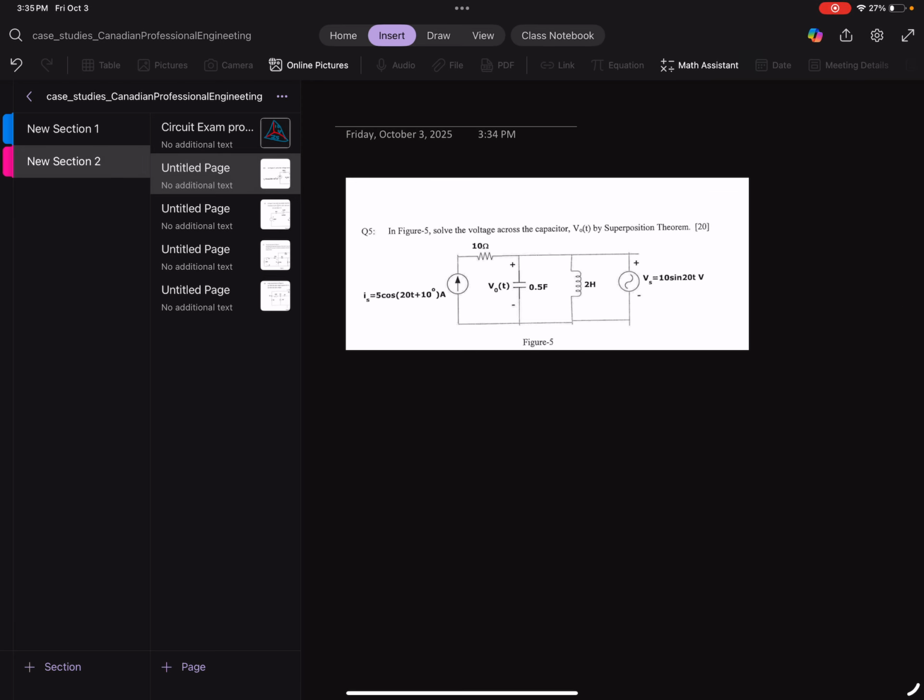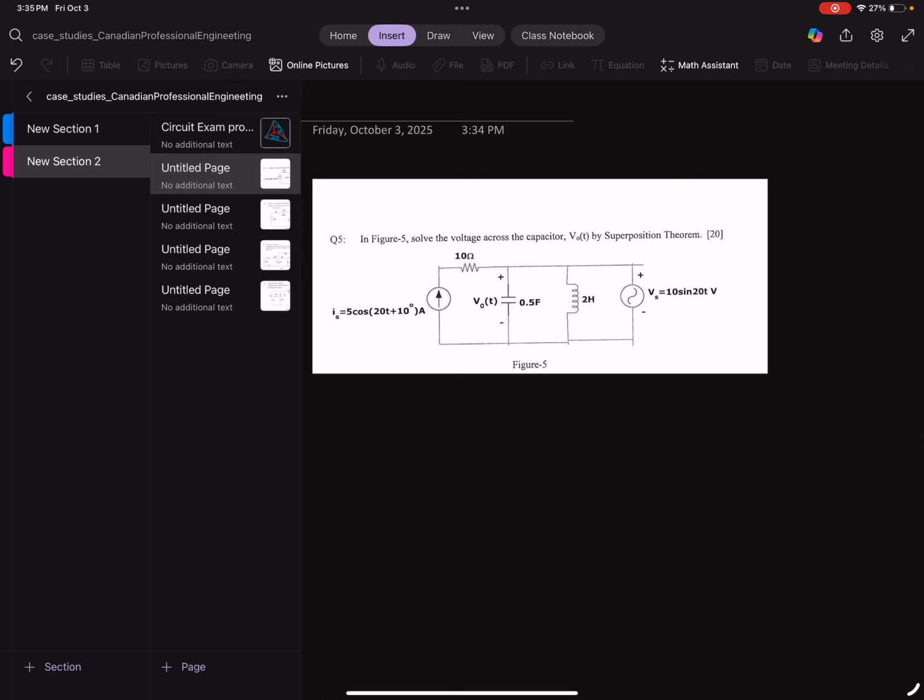Hi everyone, I'm back with another circuit question example again. So it says in figure 5, solve the voltage across the capacitor V0(t) by superposition theorem.